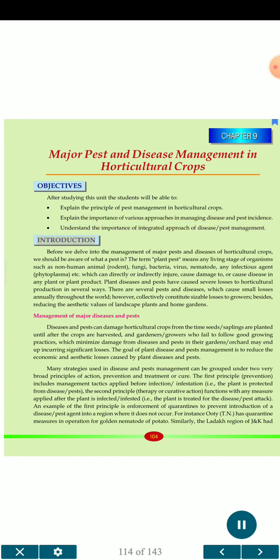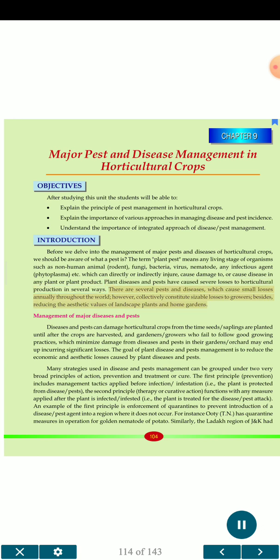pest management. Introduction. Before we delve into the management of major pests and diseases of horticultural crops, we should be aware of what a pest is. The term plant pest means any living stage of organisms such as non-human animal, rodent, fungi, bacteria, virus, nematode, any infectious agent, phytoplasma, etc., which can directly or indirectly injure, cause damage to, or cause disease in any plant or plant product. Plant diseases and pests have caused severe losses to horticultural production in several ways.